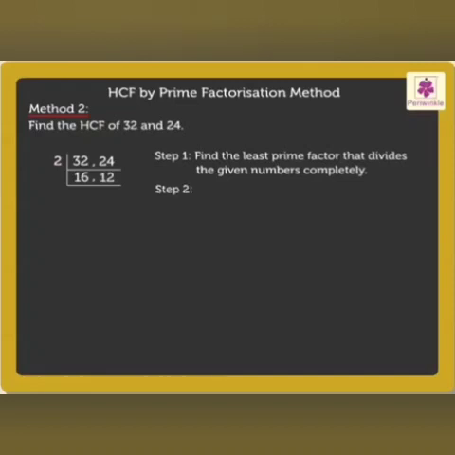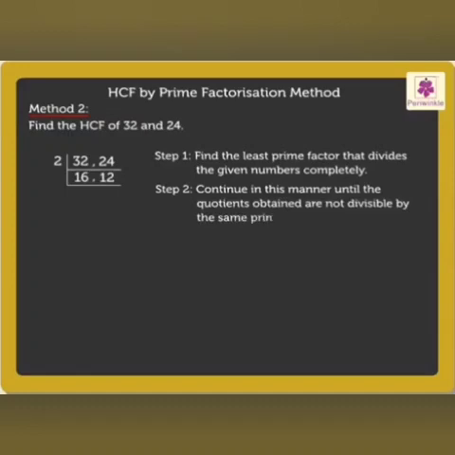Step 2. Continue in this manner until the quotients obtained are not divisible by the same prime number, and then stop the division. Now we divide the numbers 16 and 12 by 2. So, 16 divided by 2, we get 8, and 12 divided by 2 is equal to 6. We again divide the numbers 8 and 6 by 2 to get 4 and 3.